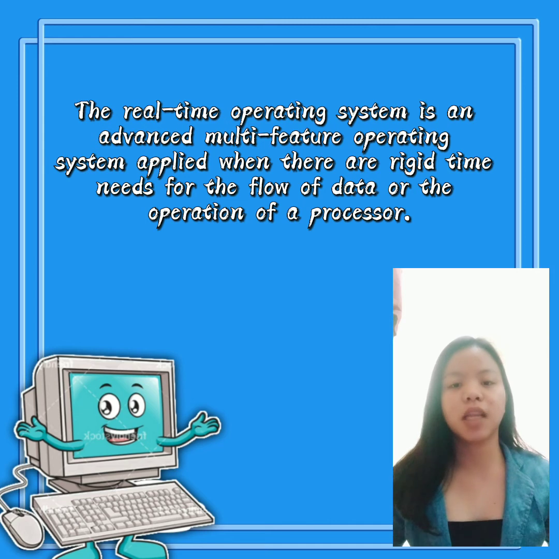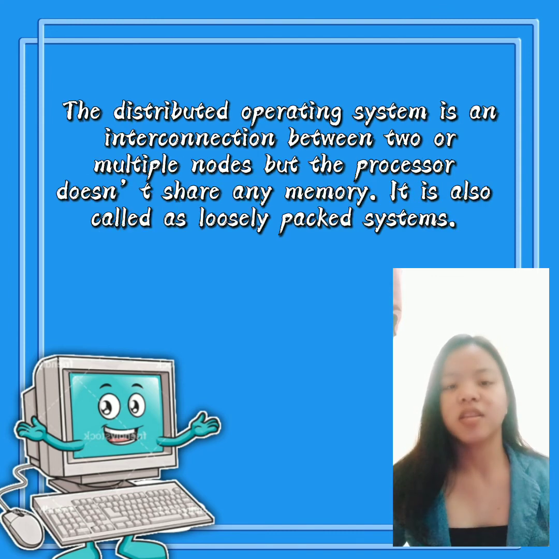The real-time operating system is an advanced multi-feature operating system applied when there are rigid times needed for the flow of data or the operation of a processor. The distributed operating system is an interconnection between two or multiple nodes, but the processors don't share any memory. It is also called a loosely coupled system.